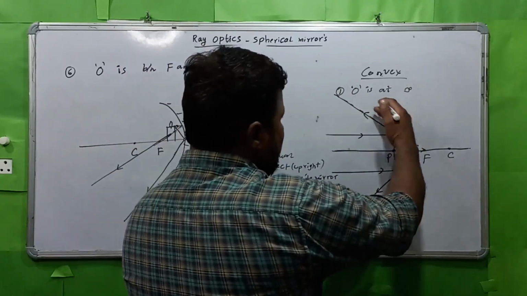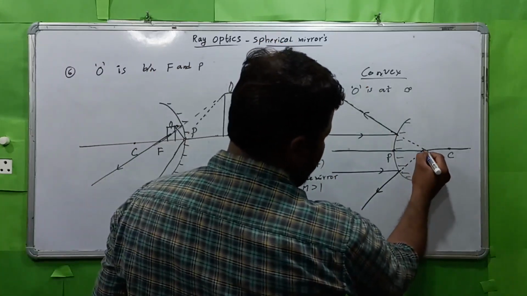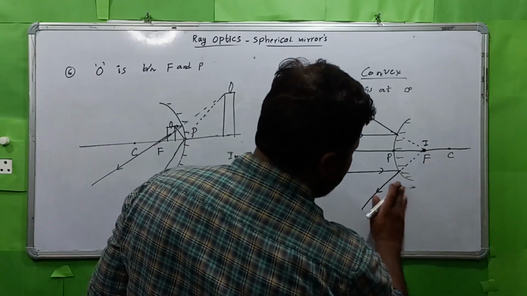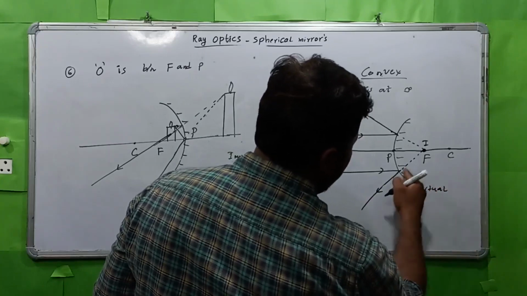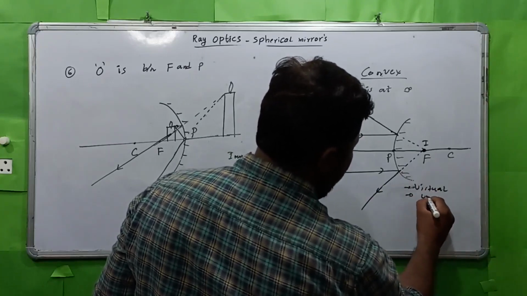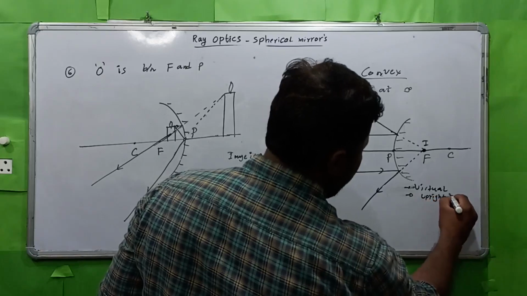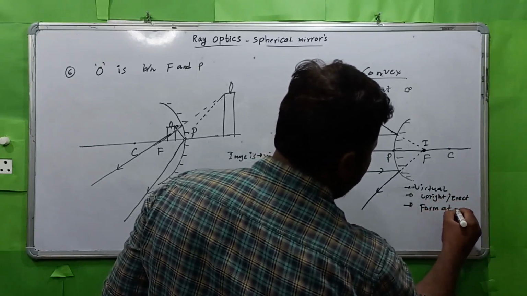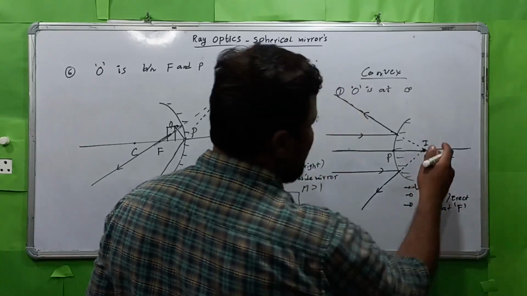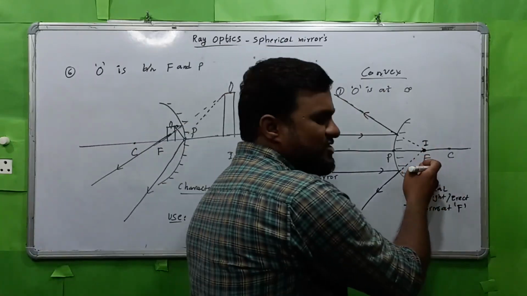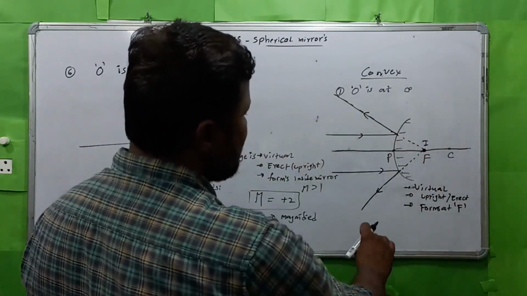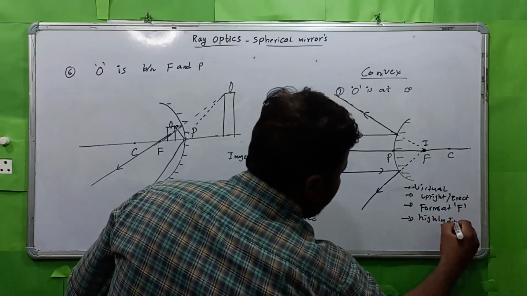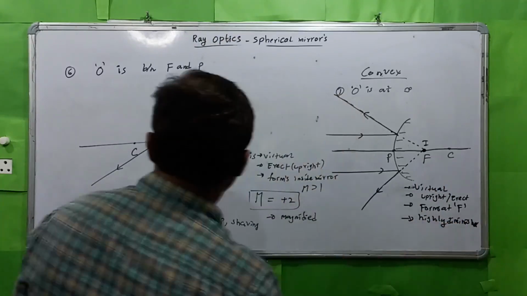The reflected rays form a divergent beam of light, which gives virtual images. So a point size image is formed here. The characteristics: the image is virtual and upright or erect. The image is formed at the focus. We cannot catch these images on the screen. So these are the characteristics. And another characteristic: the image is highly diminished.